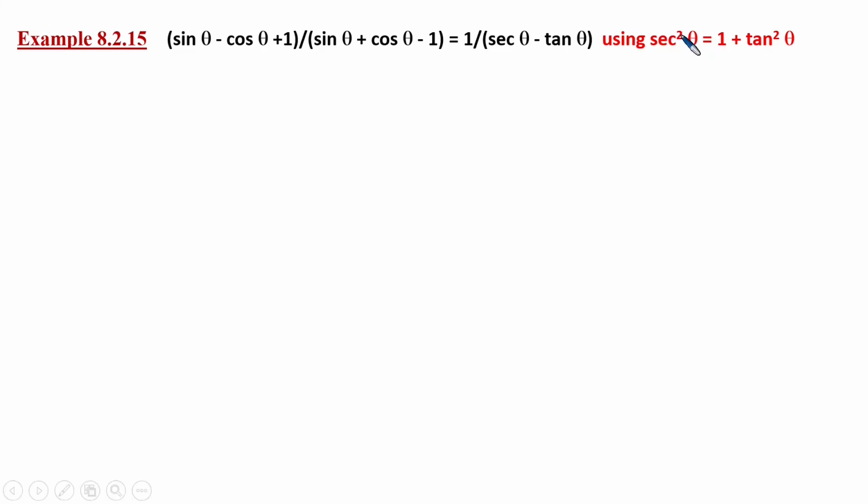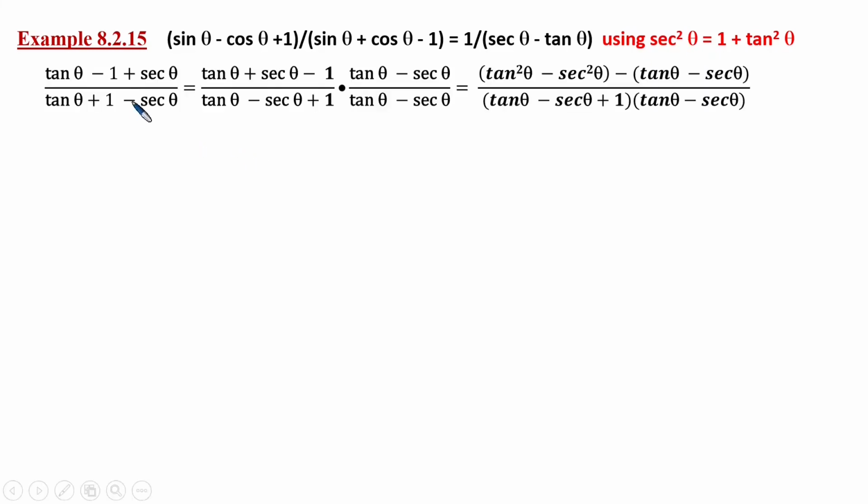Now here, squares are involved. So what I do is I divide by cos theta. So sin by cos is tan theta, cos and cos get cancelled, minus 1 is sec theta. Similarly in the denominator. And I write this whole thing here, I just rearrange it.